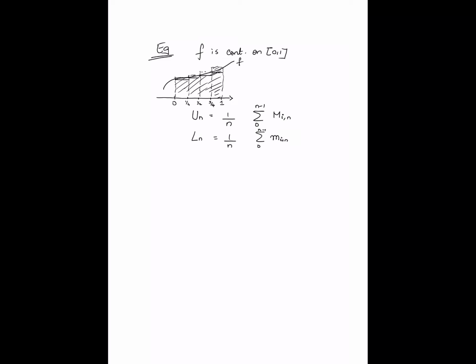where Mi,n is in fact the supremum of the values taken by the function in the interval from i/n to (i+1)/n. Similarly, mi,n is the infimum of the function values taken over the same interval.